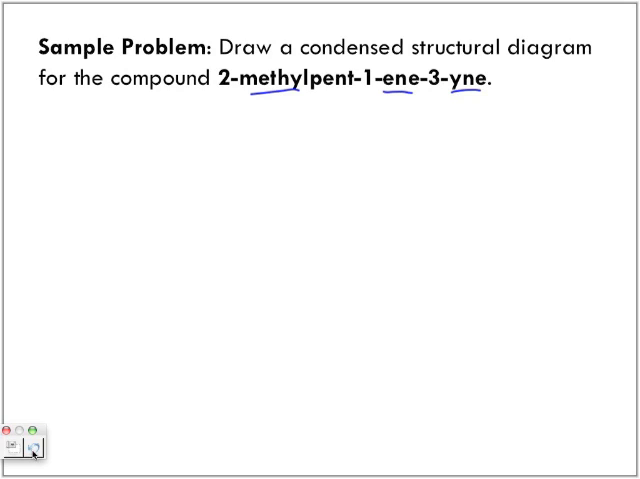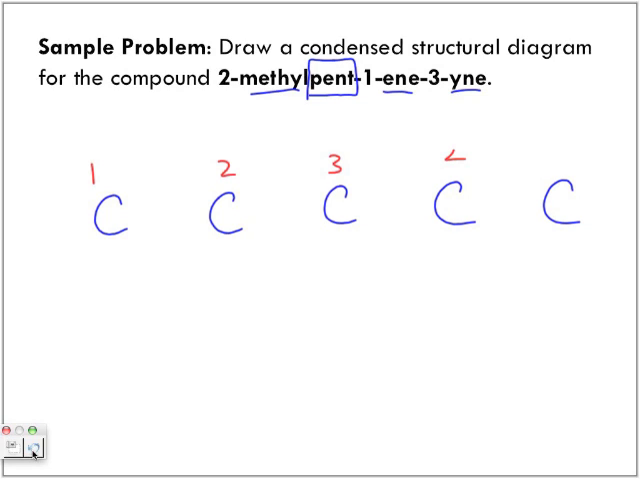So, first things first, we always want to know how many carbons are in our main chain. It's a pent group, so we know we're going to have 5 carbons: 1, 2, 3, 4, 5. Okay, so let's number them. Now, next thing. We've got a 1-ene, right? So that 1-ene means I have a double bond on the number 1 carbon. We've got a 3-yne, which means I've got a triple bond on the number 3 carbon. So here's my number 3 carbon, and between the 3 and 4, I've got my triple bond.